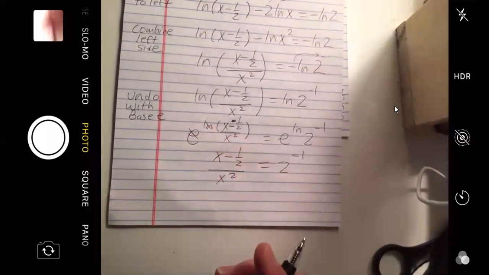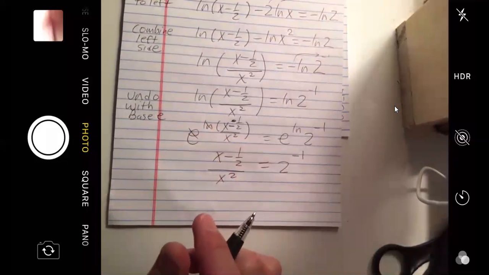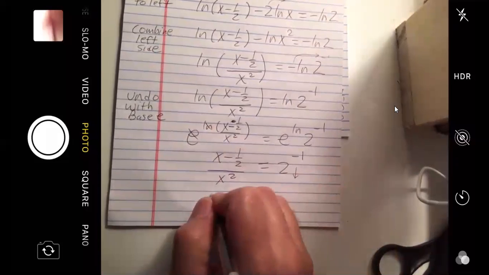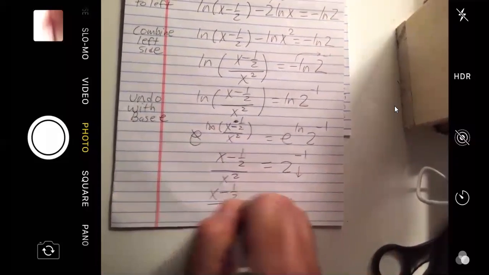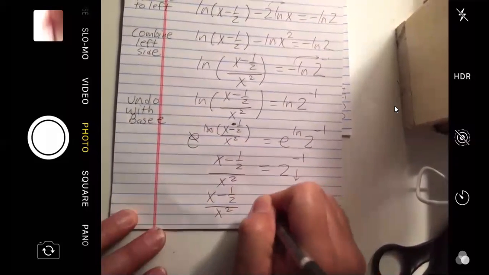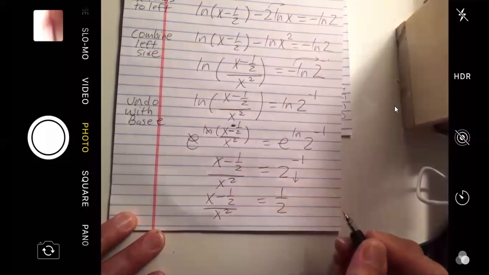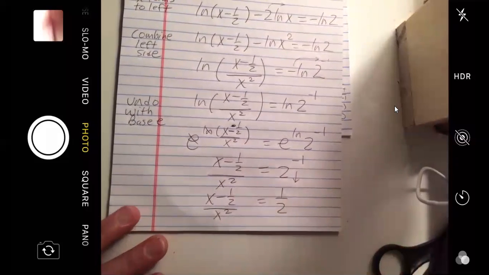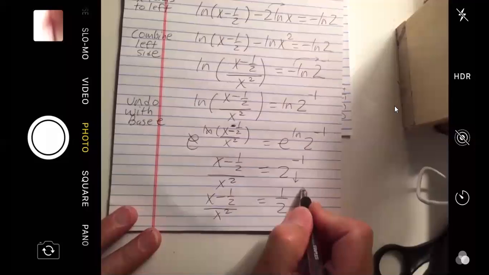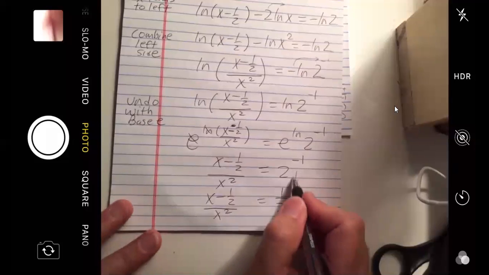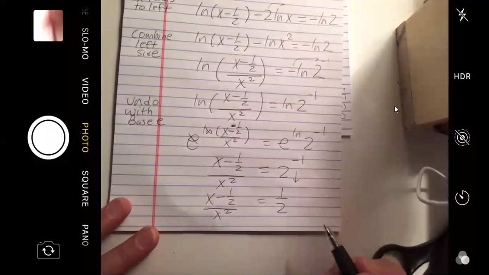So it's got a lot of steps in it. Going to go on to the next page here, a little long. You can send this down, making (x minus a half) over x squared equal to 1 over 2. Negative powers change level, they change sign when you change levels with them.